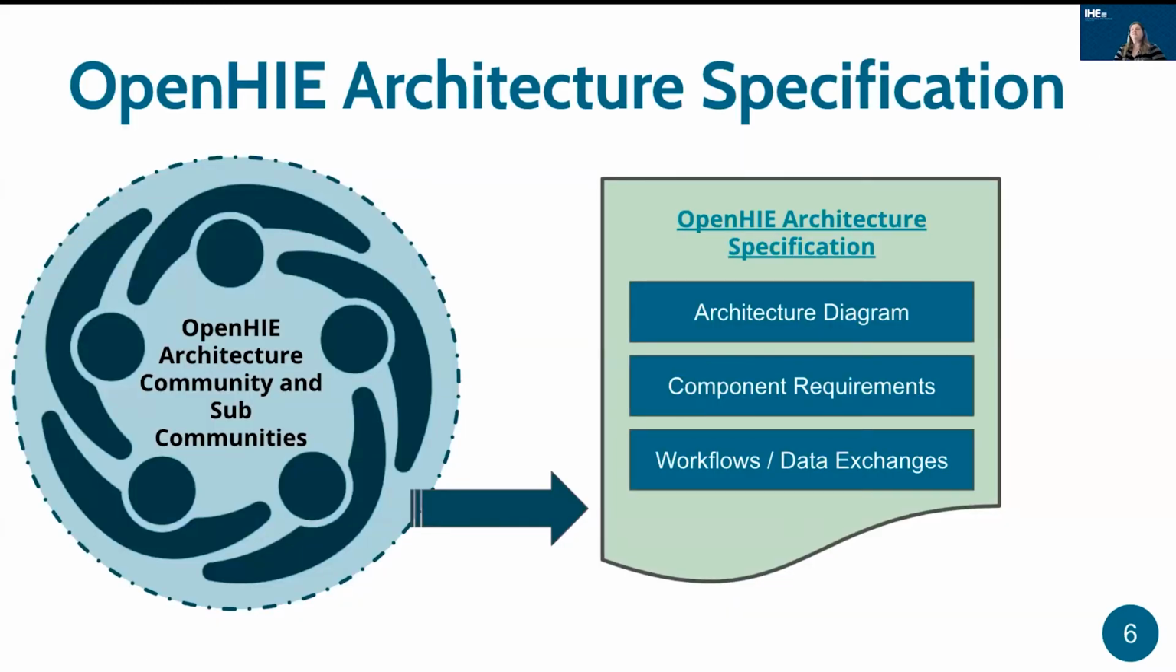So just a little bit about what do I mean by those patterns? So I mentioned we're a community-based approach. So we have an OpenHIE architecture subcommunity that meets regularly. And then we also have other subcommunities that are focused on the individual OpenHIE components. And we create an architecture specification. And in that specification, there are three main things. One of them is the architecture diagram, one of them is component requirements, and one of them is those data exchanges that are built on top of the IHE profiles.